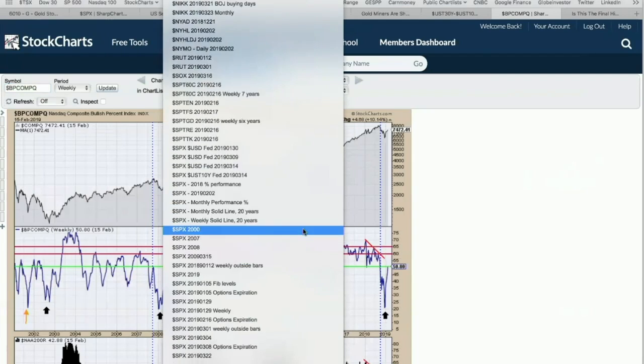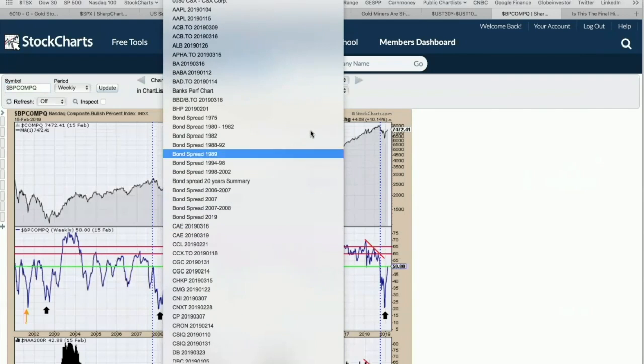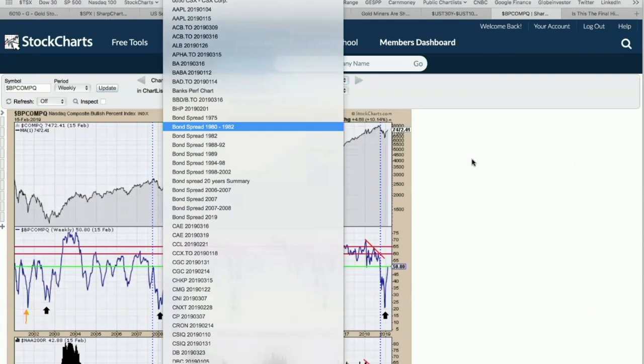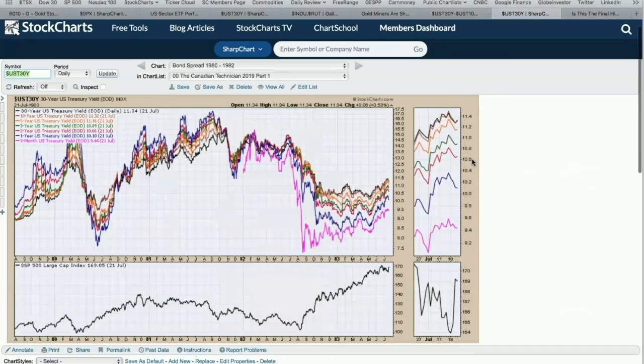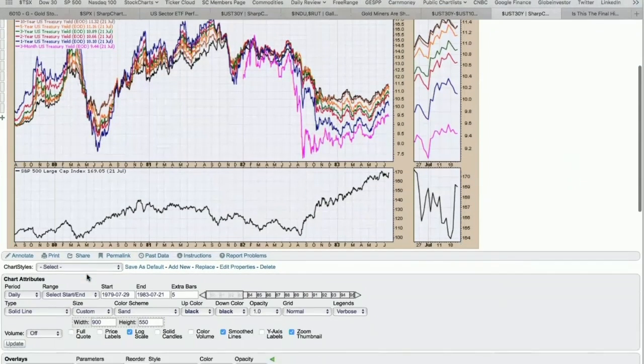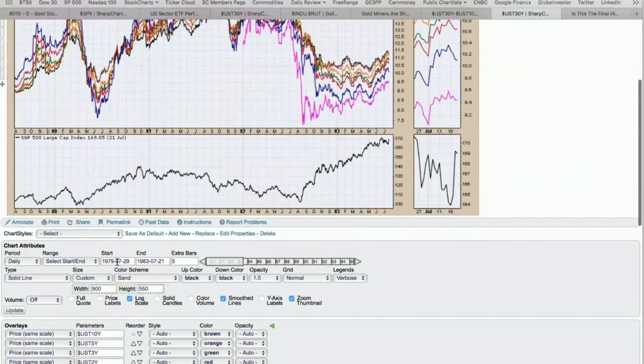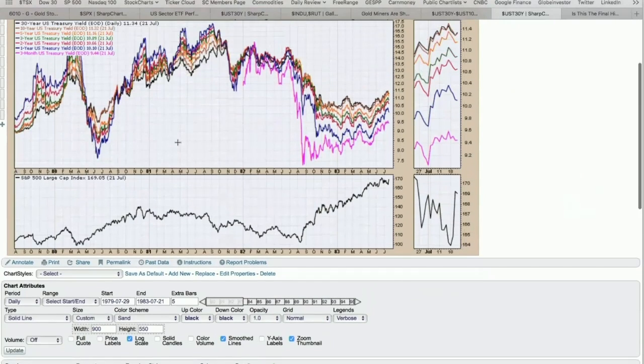Essentially what I did was I just went and I grabbed my chart list, and I said, okay, let's go make up some bond spread pages. And then I literally would just take a bond spread page and lock it in on a date and time. So these were, you'd set your select start and end, and you pick start and end, and then look at them.